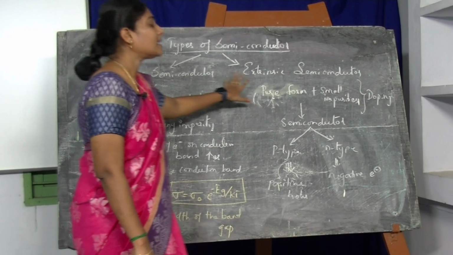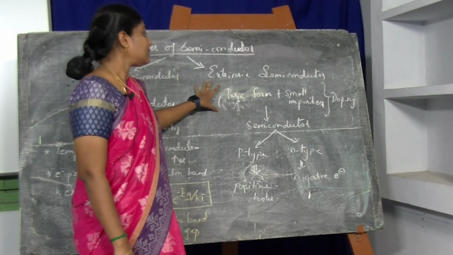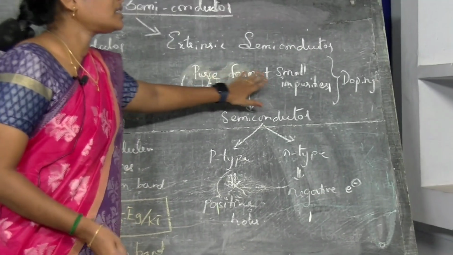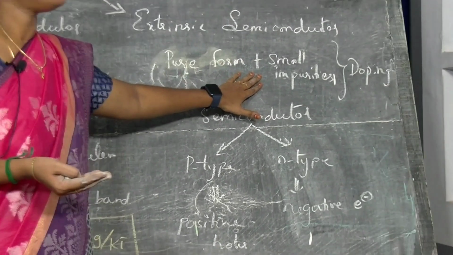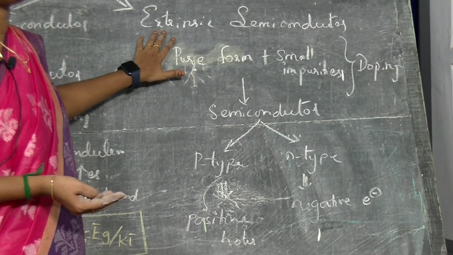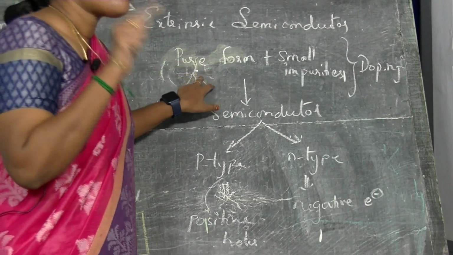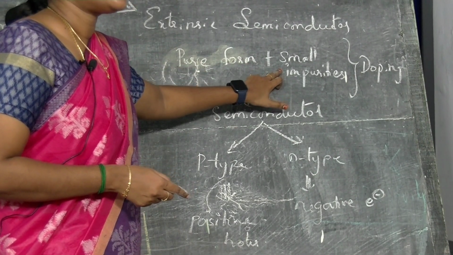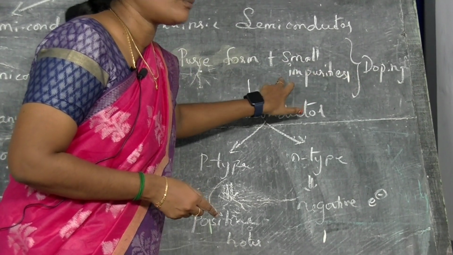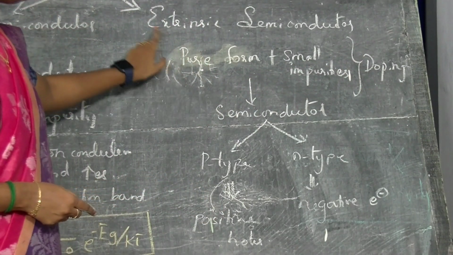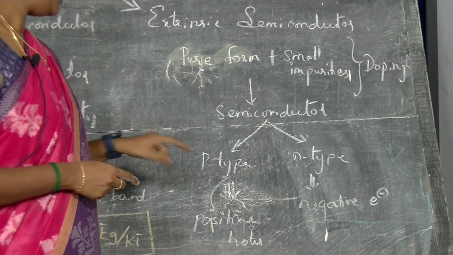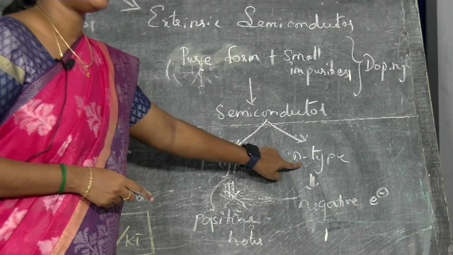So next one is extrinsic semiconductor. Extrinsic semiconductor means a pure form of a material which is treated with small impurities. So we get the semiconductor that is nothing but an extrinsic semiconductor. Here, in the pure form we are adding small impurities. This process is said to be doping, and this type of extrinsic semiconductor can be classified into two types. One is P type, another one is N type.